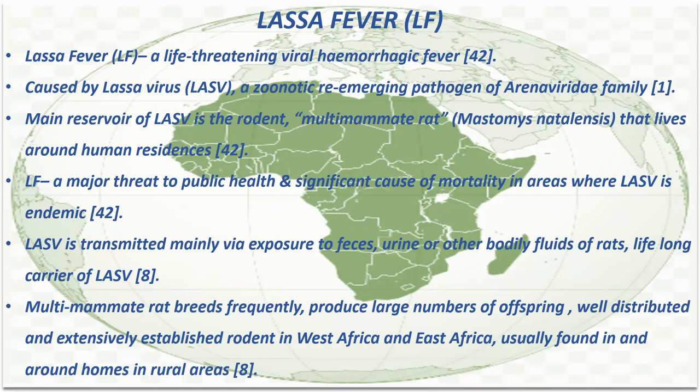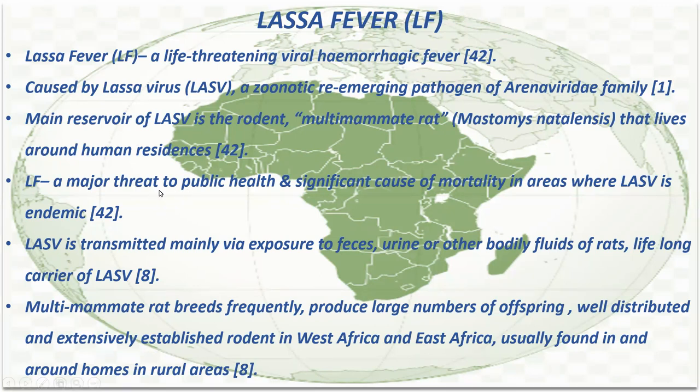And it's being transmitted between the vector and the human. There are two hosts there, the human and the vector. It's caused by Lassa virus. And the main reservoir of this virus is rodents, in the form of a rat, but a particular species of rat that lives around human residence. And this particular rat also happens mainly during the dry season.